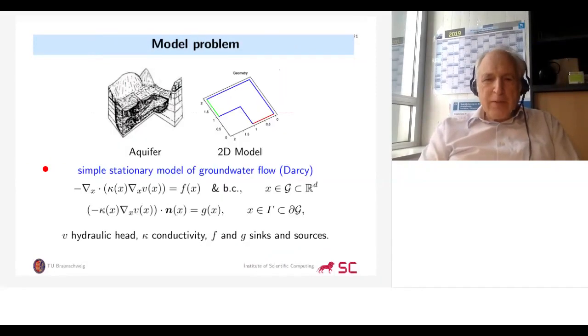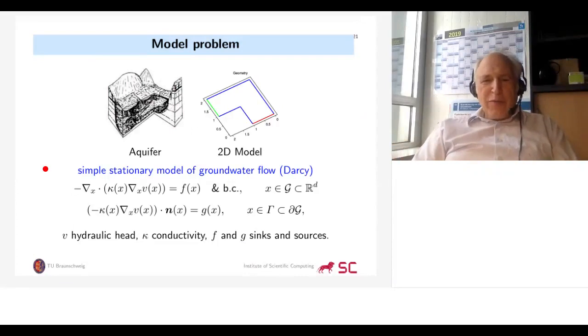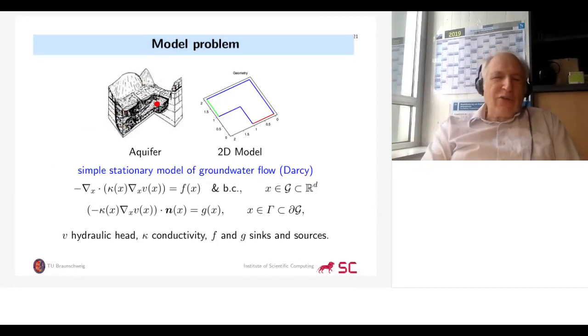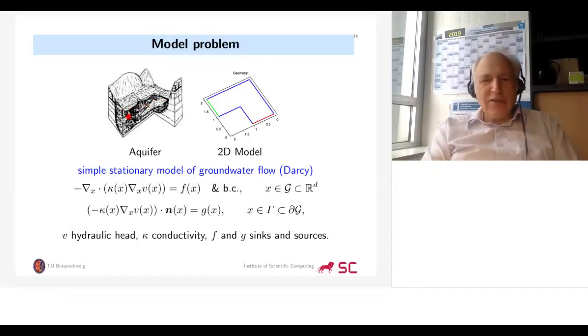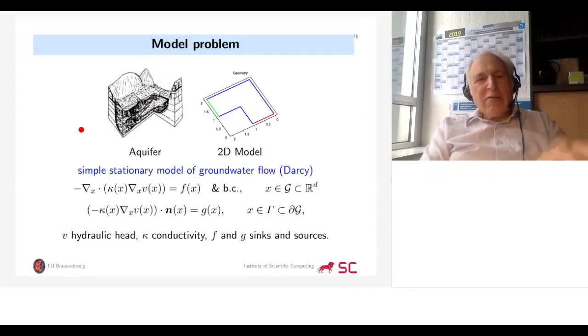Good. So let me introduce a model problem. I'll always come back to this model problem. Think of an aquifer. What we would like to know is how water flows through this aquifer. There's some porous material, sand, rocks, soil, and impenetrable layers. When it rains and the rivers flow on top, how does the water flow underground?